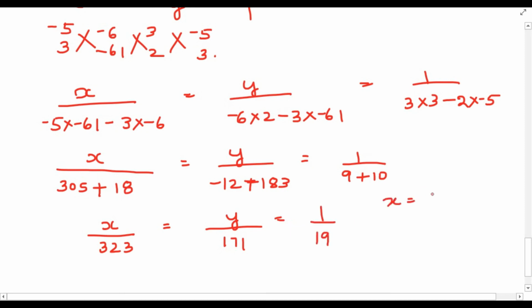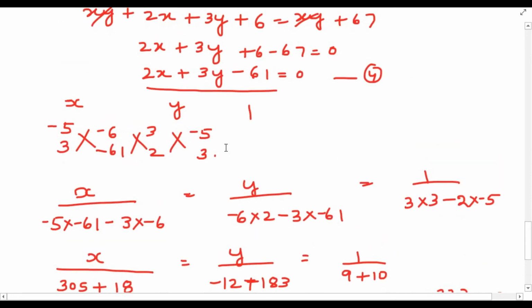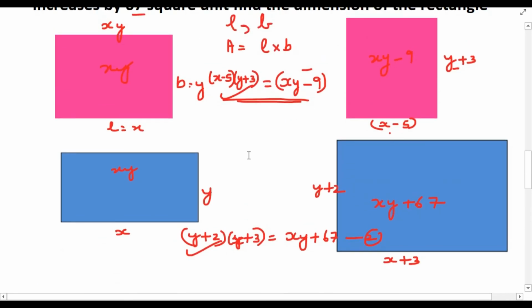So x is nothing but 323 divided by 19 and y is equal to 171 divided by 19. So this is nothing but 17 units and this is nothing but 9 units. So the length of the rectangle is 17 and the breadth of the rectangle is 9. Length is 17 and breadth is 9.